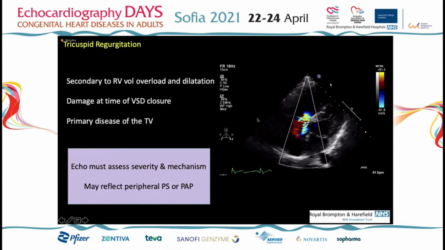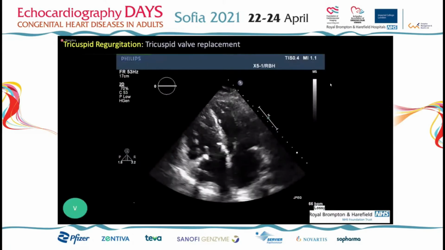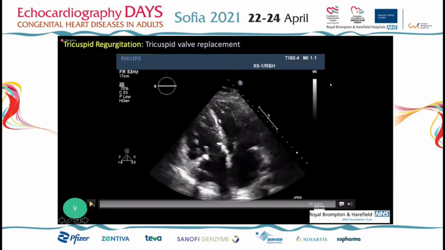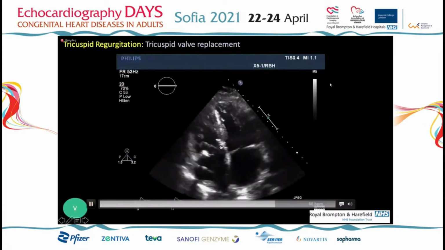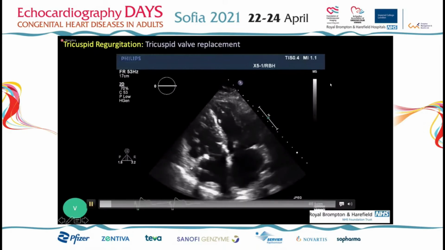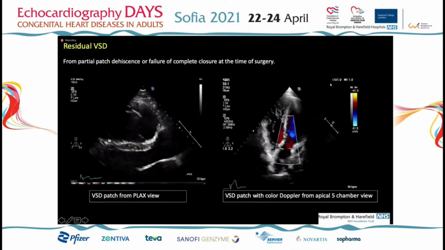So it's very important to assess the presence, the severity, and the mechanism of tricuspid regurgitation. And sometimes when it's very bad, the patient might need an intervention on the tricuspid valve, like in this case, this patient needed a tricuspid valve replacement with a mechanical valve. Yes, and we know also in patients with tetralogy of Fallot that the VSD patch can leak, or it can even get infected by endocarditis. So we always have to have a very close look at it.